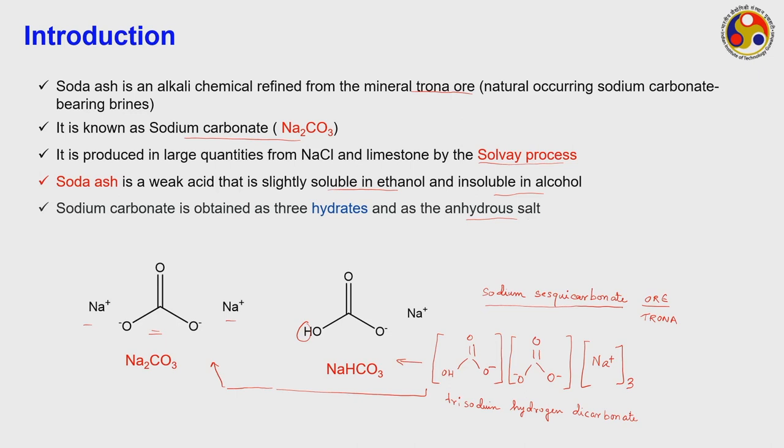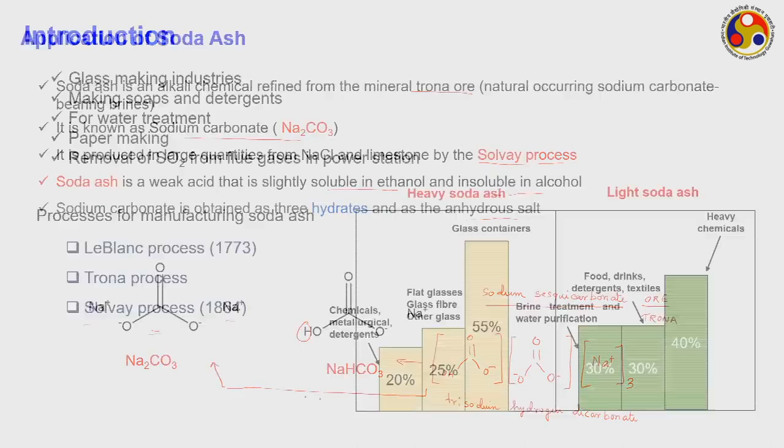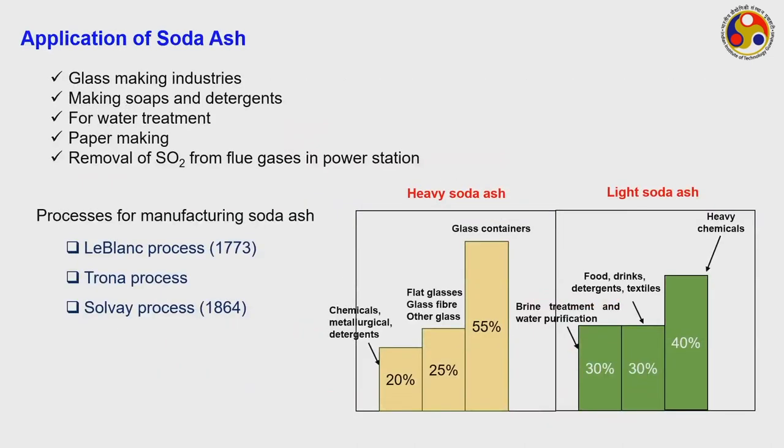So moving ahead, you can see this is the ore. From here you have to mine it and get the ore, and from mining you go through the Solvay process to get sodium carbonate, the soda ash, or sodium bicarbonate. So let us go ahead.